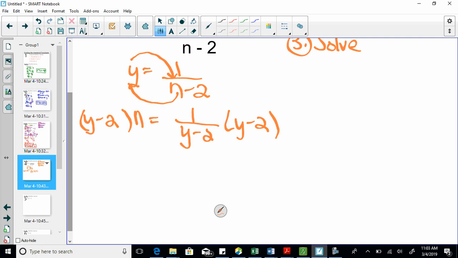Do not distribute that n. Your instinct may be to go ahead and say n times y, n times negative 2. We don't want to do that. You want to keep them separate. So y minus 2's cancel out. So we have y minus 2 times n equals 1. Now remember, my goal is to solve for y. So I can't move 2, but I can move that n. So it's y minus 2 together, and then times n. So to get rid of n, I divide both sides by n.